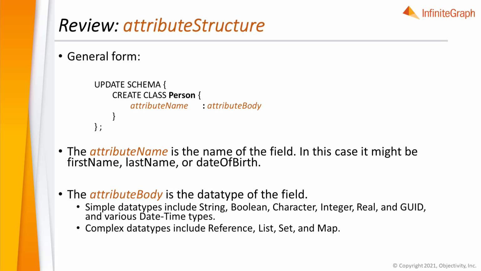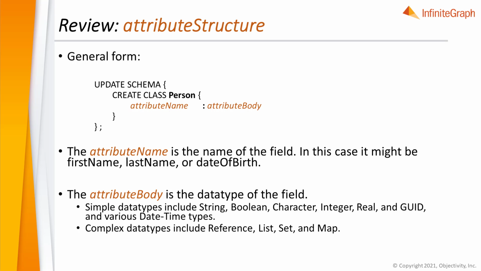Before we begin, let's do a quick review. Remember, the general form for the update schema create class statement is shown here. Update schema, open brace, create class with a class name, in this case person, open brace, followed by an attribute structure, which consists of an attribute name, a colon, and then an attribute body. The attribute name is the name of the field. In this case, it might be first name, last name, or date of birth. The attribute body is the data type of that field.